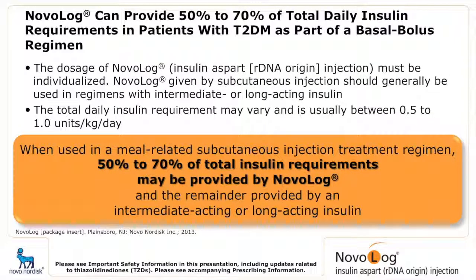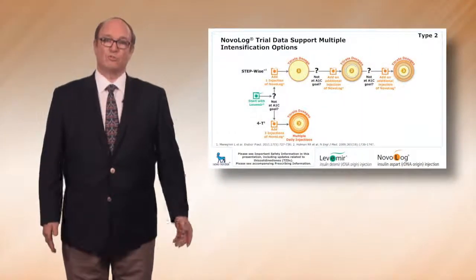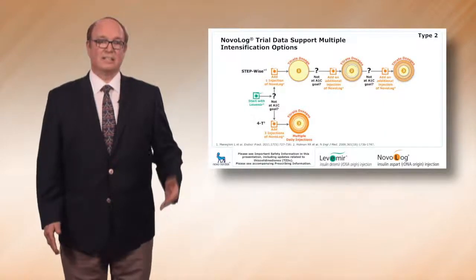Novolog can provide up to 50 to 70% of total daily insulin requirements as part of a basal bolus regimen for type 2 diabetes, with the remainder provided by an intermediate-acting or long-acting insulin. The dosage of Novolog must be individualized and, when given by subcutaneous injection, should generally be used in regimens that include intermediate or long-acting insulin. The total daily insulin requirements may vary and is usually between 0.5 to 1 unit per kilogram per day. So what are the alternative approaches for introducing patients to a rapid-acting insulin analog?